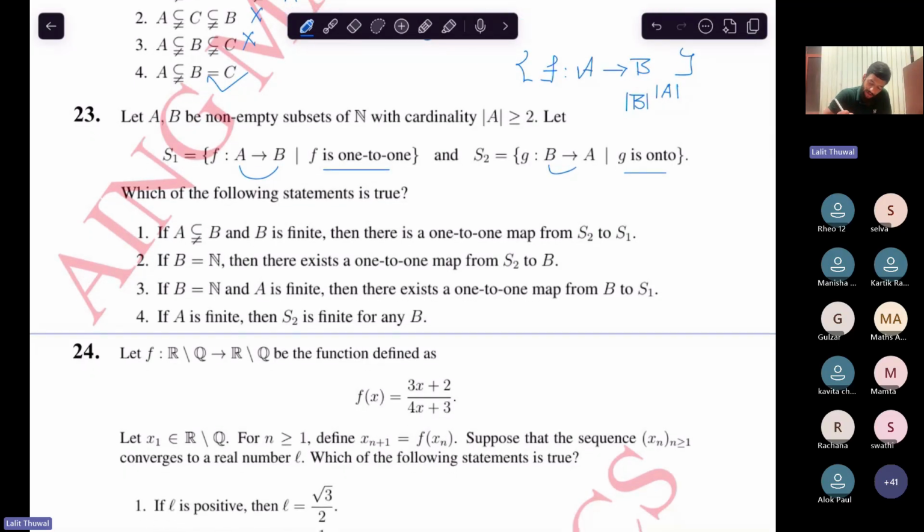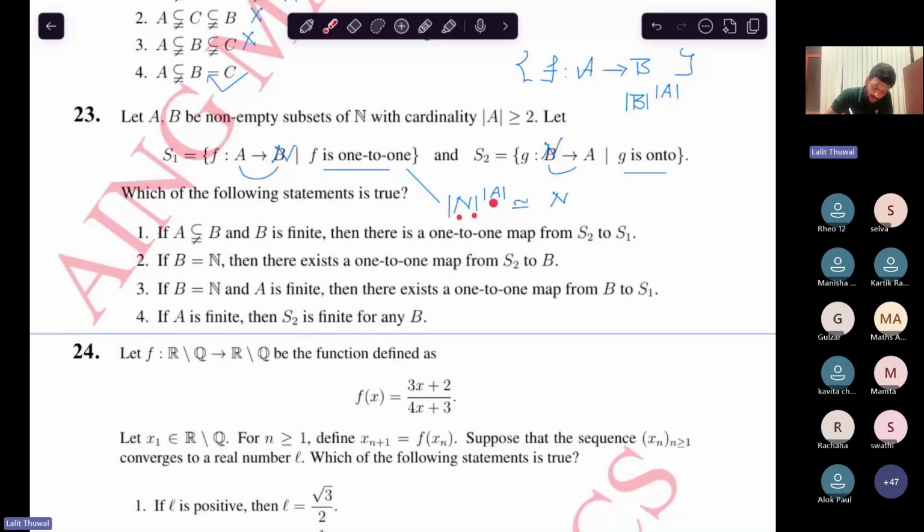So let me tell you which was the correct one. Okay, so see the third. If B equal to N, then B equal to N means here you will have N, here you will have N. So the number of 1-to-1 functions from A to N will be N to the power cardinality of A. And A is finite. Then A is finite means all functions will be cardinality of N to the power cardinality of A.